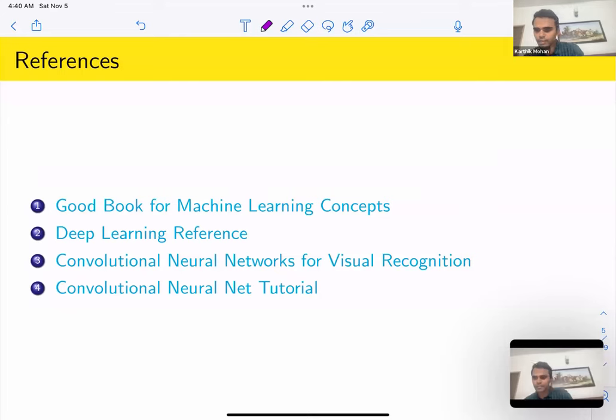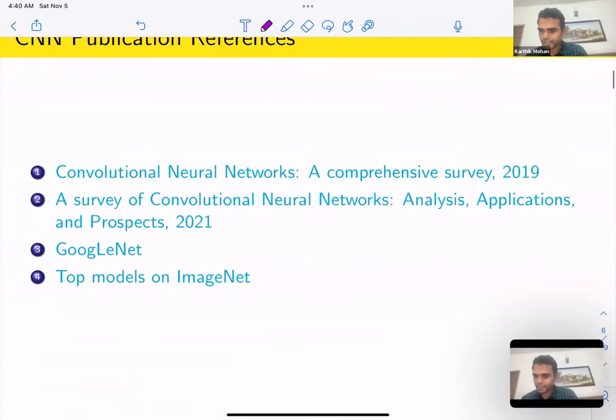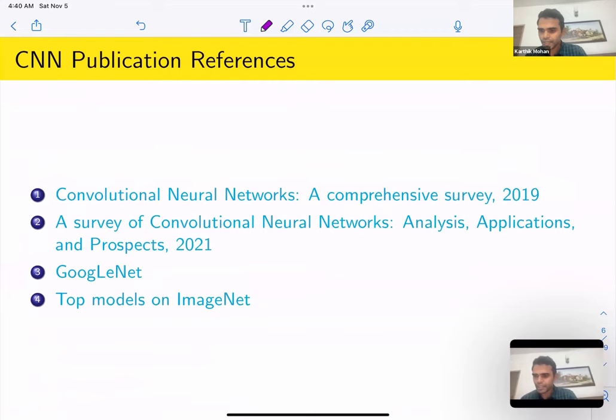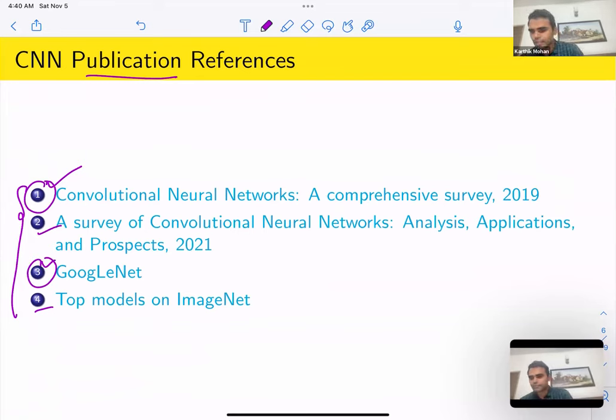Okay, so the references for deep learning and CNN stay the same. However, for today's lecture, I'm adding a few more references. These are more like publications and surveys that you can find on the web. Specifically, I looked at this one, a little bit of this one, a little bit of this one, and also this one. So you can say mainly this one and this one for today. So you can take a look at these references as well.